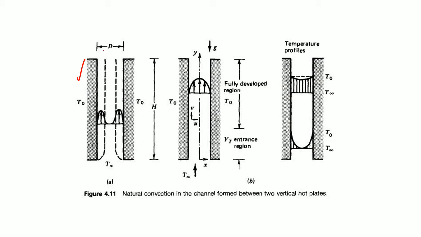Now, if the distance between the two walls is much greater than the thermal boundary layer thickness, which is delta, delta T or delta, whatever you call it, if they are sufficiently placed far apart, what do you expect to get?